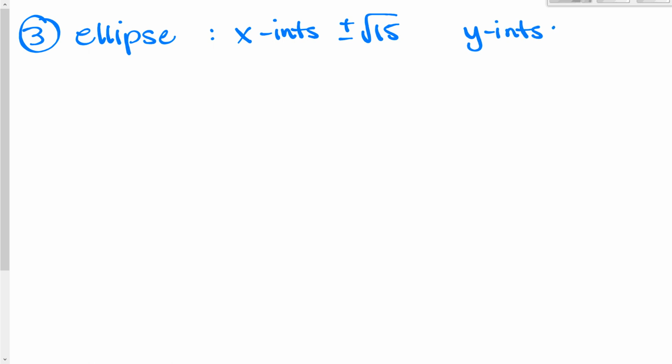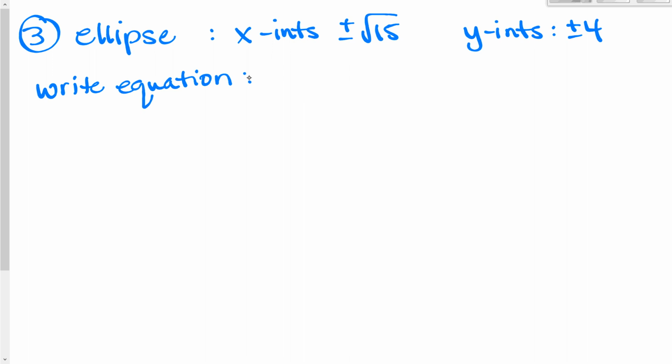So suppose we know that we have an ellipse, and we know that its x-intercepts are plus or minus square root 15, and we know that its y-intercepts are plus or minus 4. This is like a puzzle. We have clues. You get to be a detective. You have all these clues and you get to figure it out. What is the ellipse? We're going to write its equation.